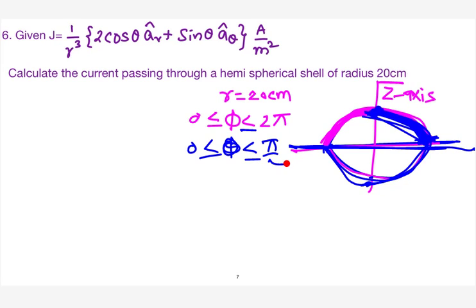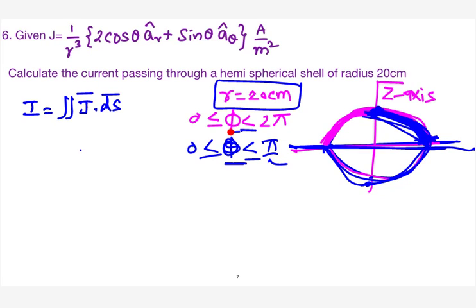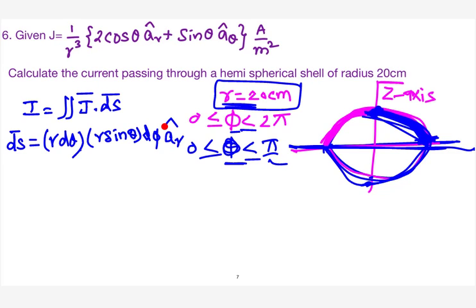Now, can you do the integration right now? So the current is equal to the double integral of J dot dS. Right now, this surface has a constant value of r, and theta is varying and phi is varying. So how to write the surface area vector in that case? The change in theta will be r d theta and the change in phi will be r sin theta d phi. And since r is constant, the direction will be r cap.